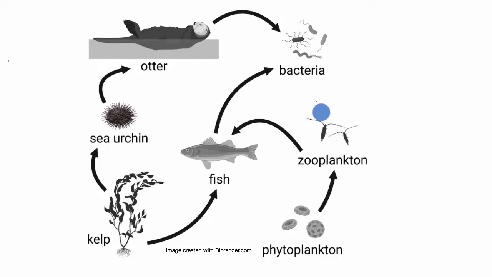So this diagram right over here describes a food web. And a food web models how energy and matter moves in an ecosystem. And we're going to use this food web to answer some questions to make sure we understand food webs.